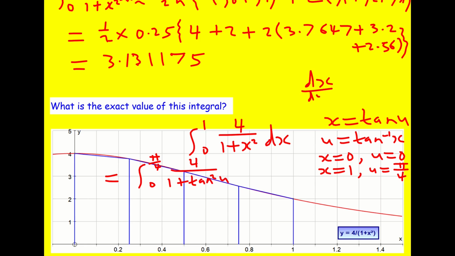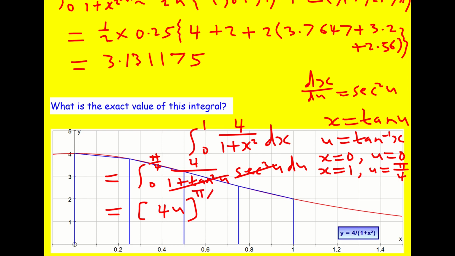dx by du is equal to sec squared u. But actually, 1 plus tan squared u is equal to sec squared u, so these cancel out. That's an identity that you might be familiar with. And therefore my answer is just going to be, when I integrate 4 with respect to u, evaluated between pi over 4 and 0, 4 lots of pi over 4, or pi.